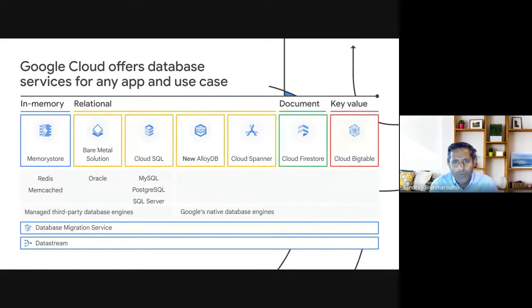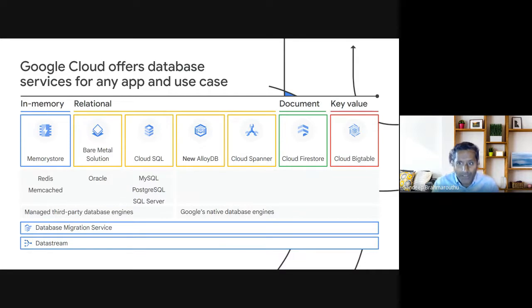So let's talk about Google Cloud's database offers. As you look at this slide, there are multiple different database service offers that Google has to offer to our customers. Depending on the type of application and the use case a customer has, we have the right database solutions for you to consider. On the left-hand side, you see our in-memory data store, Memorystore, to our relational database offerings with our Bare Metal Solution for Oracle. With Cloud SQL, we have solutions for MySQL workloads, PostgreSQL workloads, and SQL Server workloads.